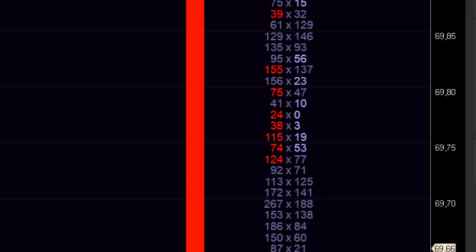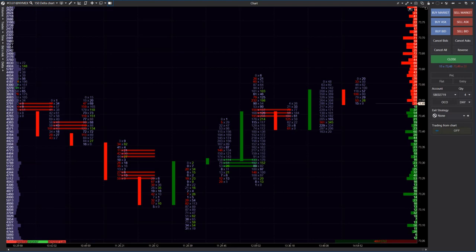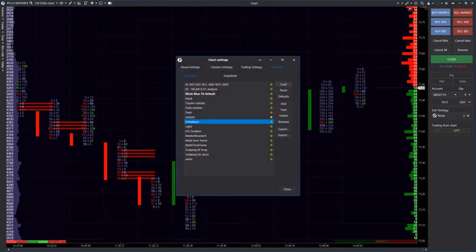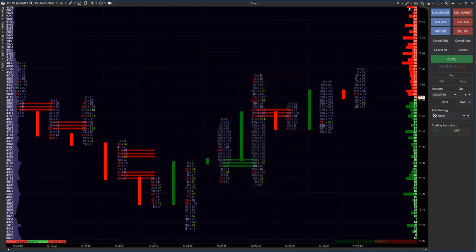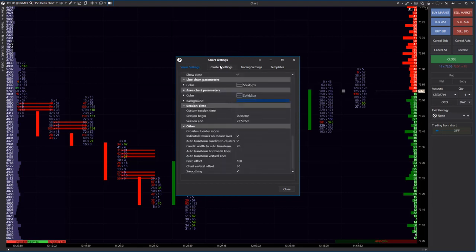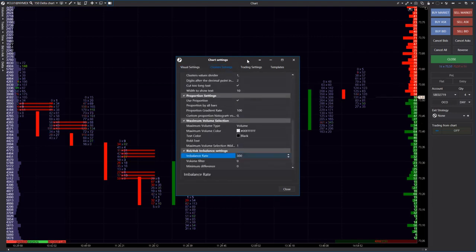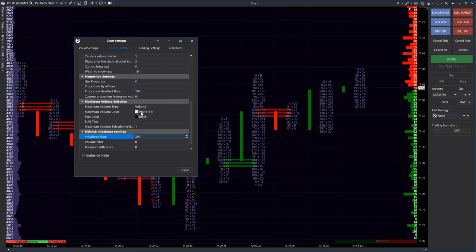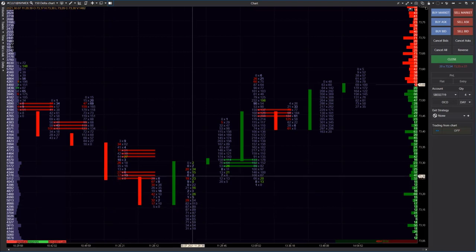green. By the way, you can load this template from the list of standard templates in the chart settings. It is called imbalance. You can also set the disbalance percentage ratio in the chart settings, cluster settings section at the bottom. In our example, we use 200% predominance on the oil futures with the CL ticker.